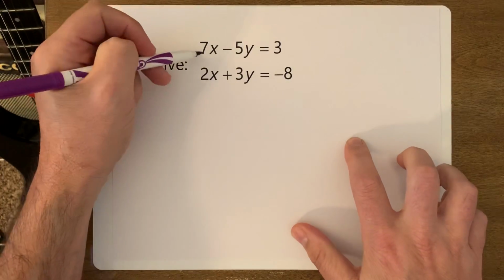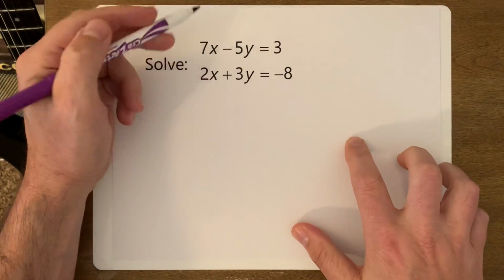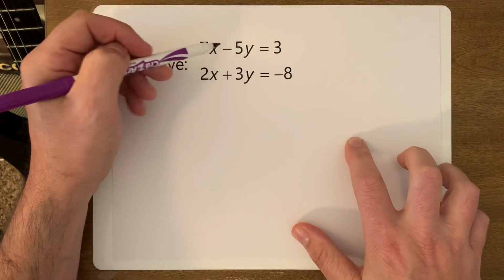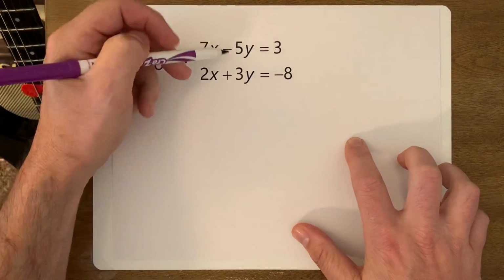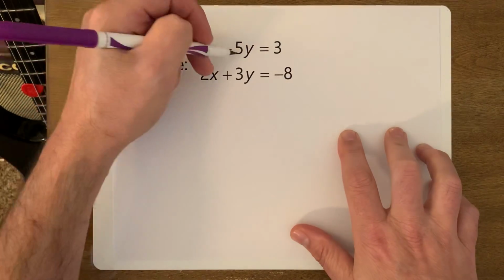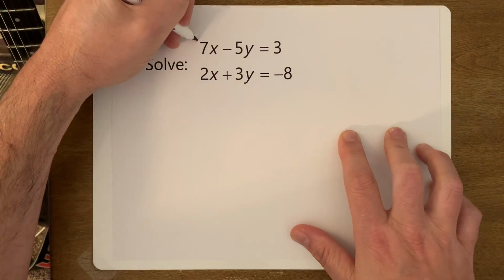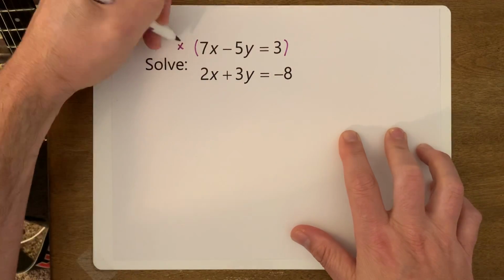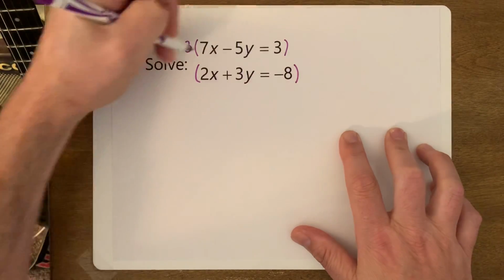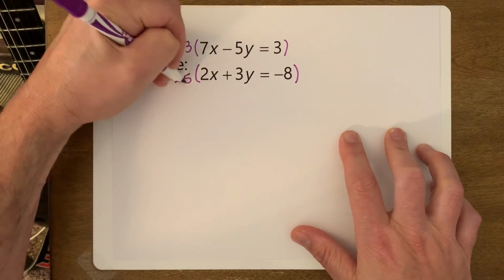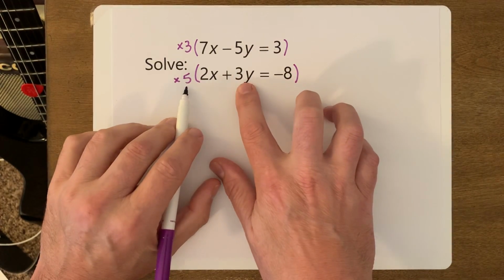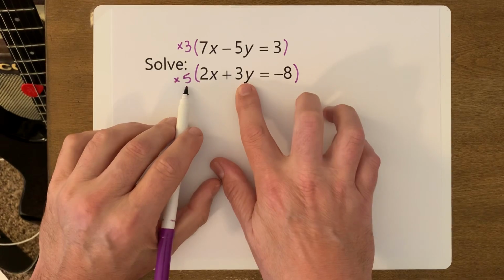So elimination, you have to choose a variable to eliminate. I'm going to choose the y's because they already have opposite signs, and I don't have to fool with any negatives. So you could eliminate the x's if you want to, but I'm going to choose the y's. So I'm going to multiply this guy by 3, and I'm going to multiply this guy by 5. So if I do that, I'm going to get a -15 here and a +15 there, and then they will cancel. So that's my goal.